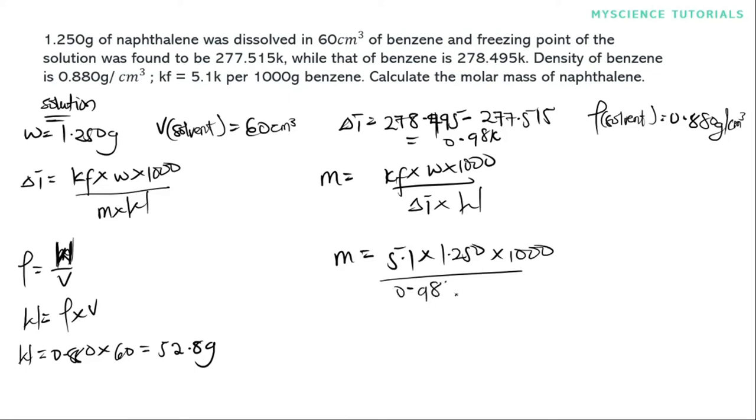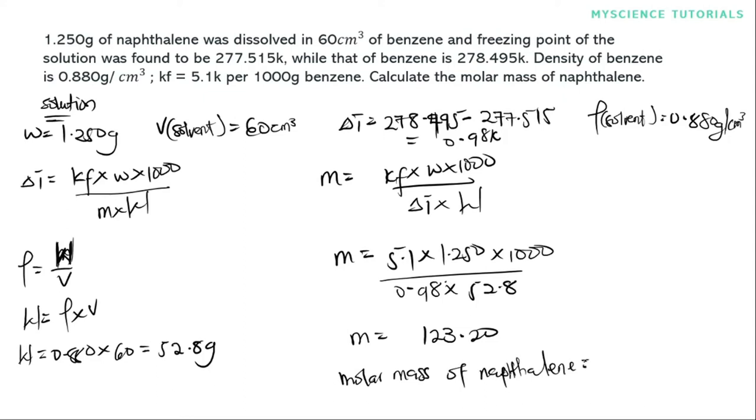0.98. Then we multiply it by the value of the capital W, or the mass of the solvent that we found, that is 52.8. So if we input everything here into the calculator, we are going to get 123.20. So it means approximately the molar mass of naphthalene is 123 grams per mole. That is approximately.